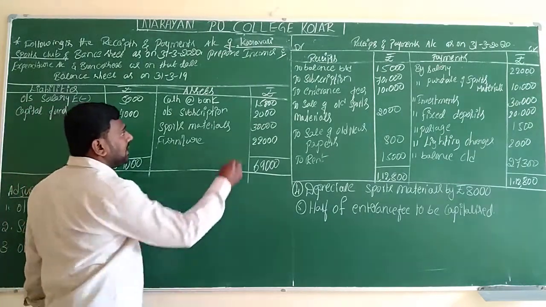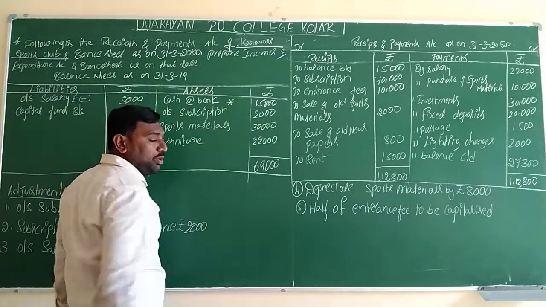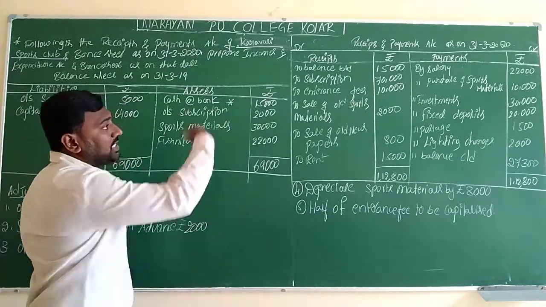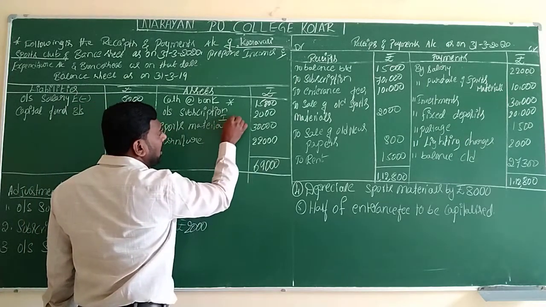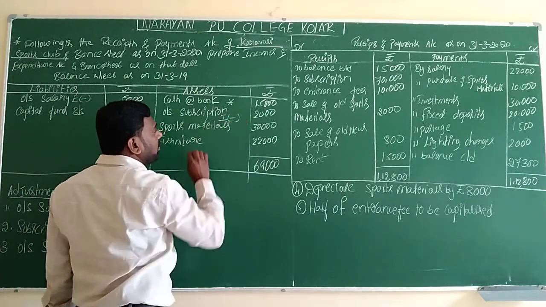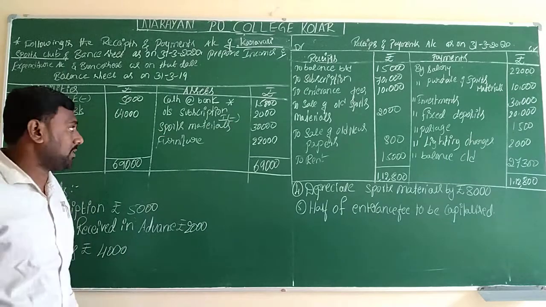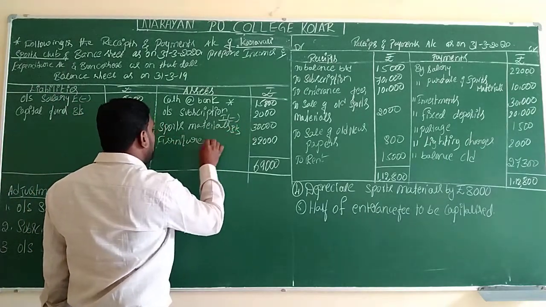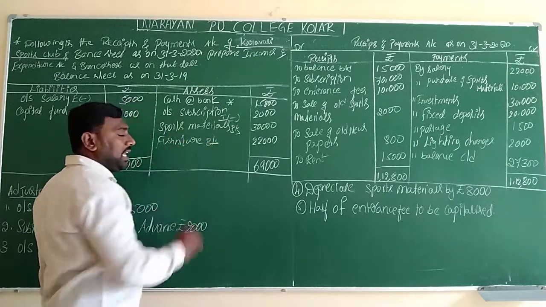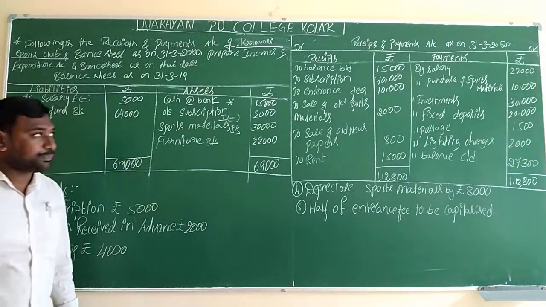Let's come to the assets and cash. Ignore this value, we won't consider it. Why? It is carried forward. Subscription is an income, but it is last year's subscription, so we should deduct it from income. Sports material, new balance sheet. Furniture, we will write in the new balance sheet.